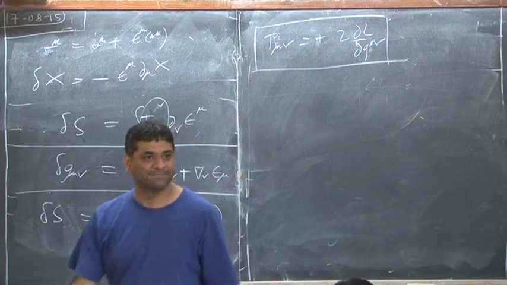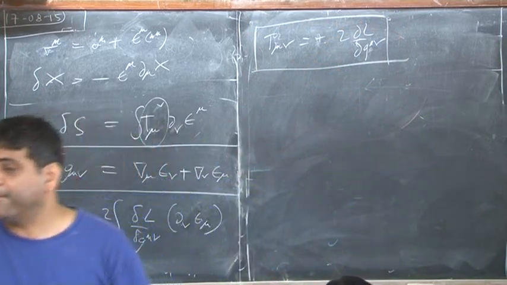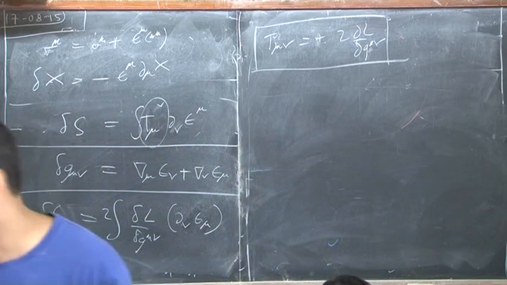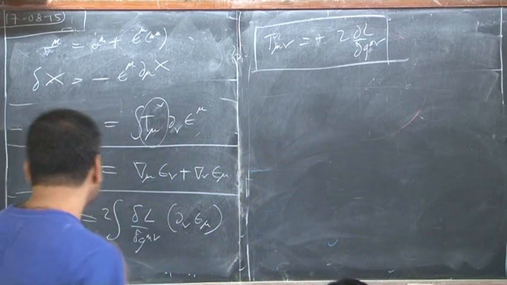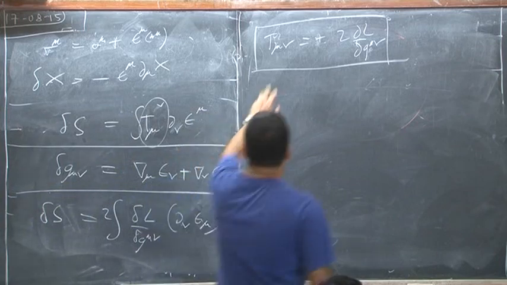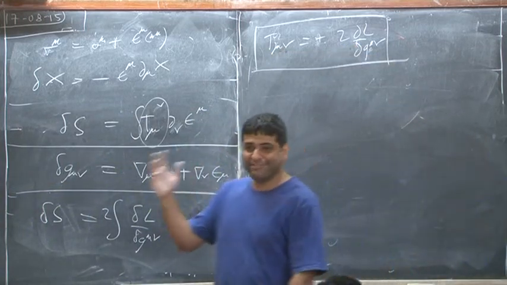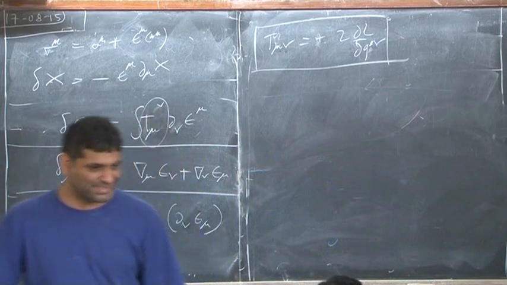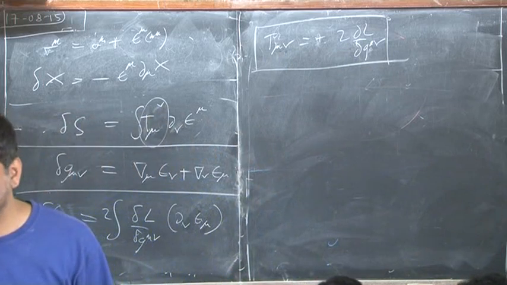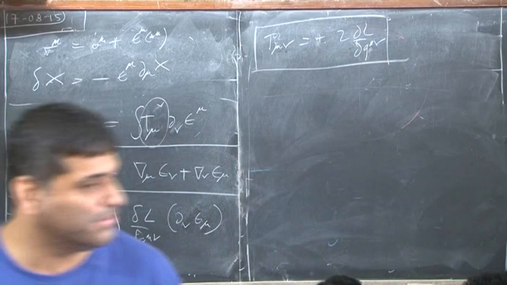of the stress tensor. So the stress tensor corresponding to translations has another very nice and interesting definition. It's identified with the variation of the Lagrangian, the derivative of the Lagrangian with respect to the metric.